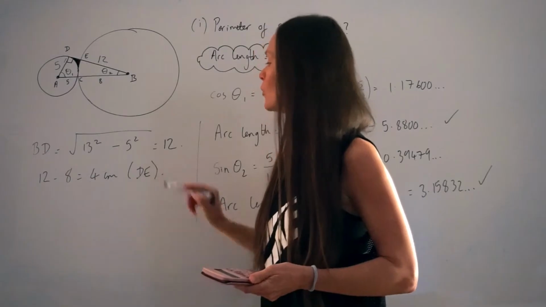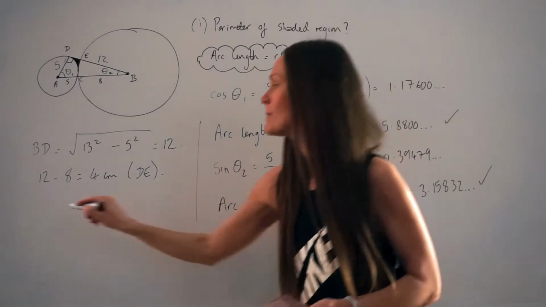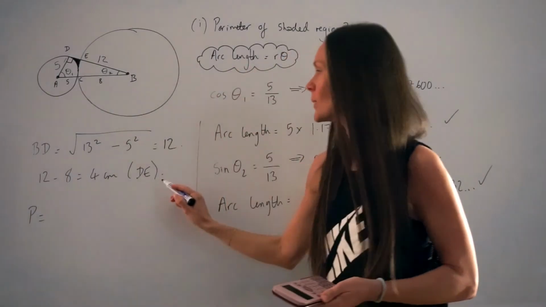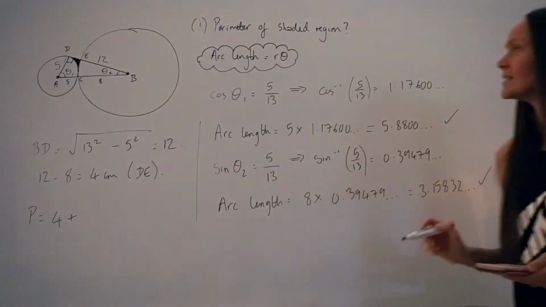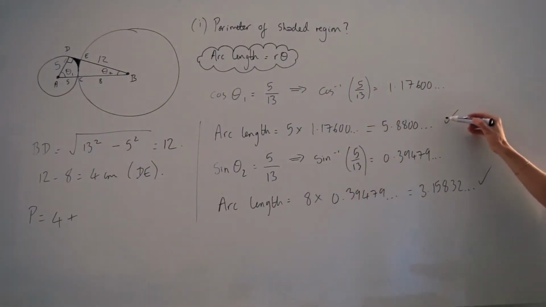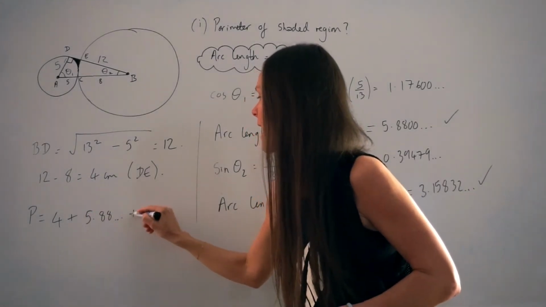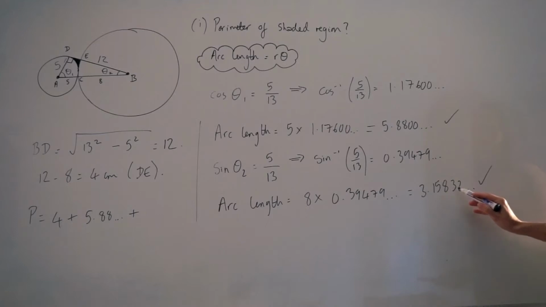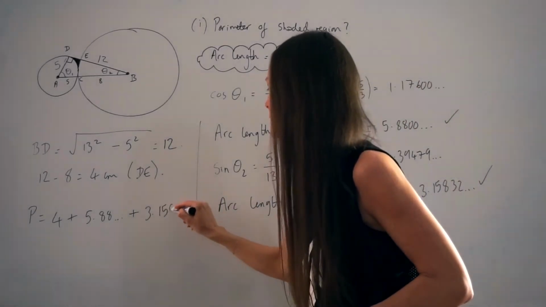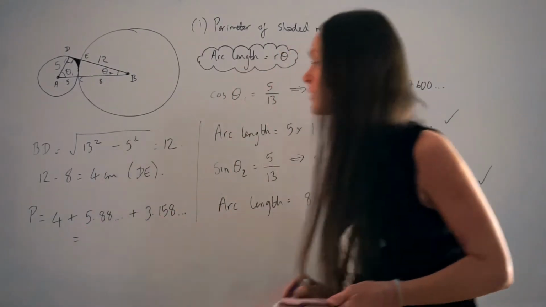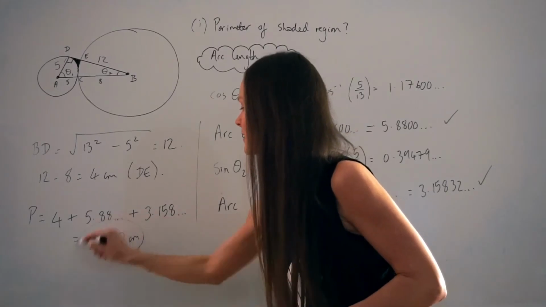Okay, so now we have all the edges of the shaded region. We can add them all together to work out the perimeter. So let's start with the length DE, so 4 centimeters. Then I'm going to add the arc length from the first sector, so 5.88. And then I'm going to add the arc length of the sector in the large circle, so 3.158. And when you add those three edges together, you should find that you get 13 centimeters.